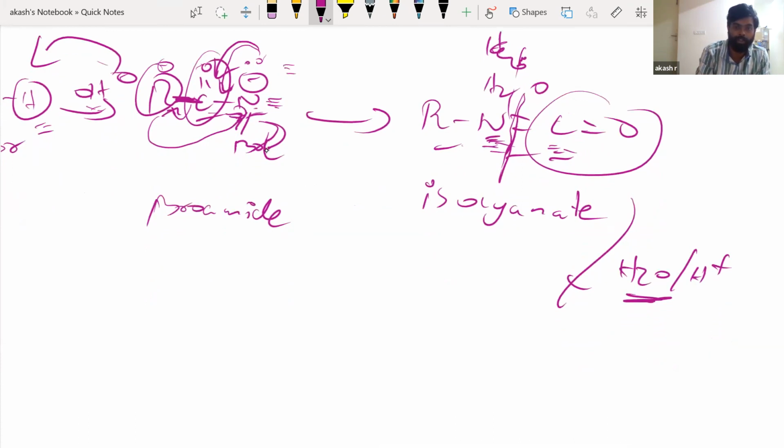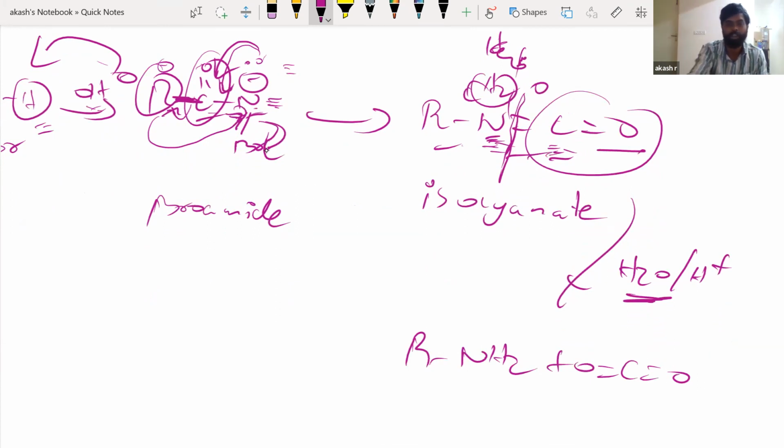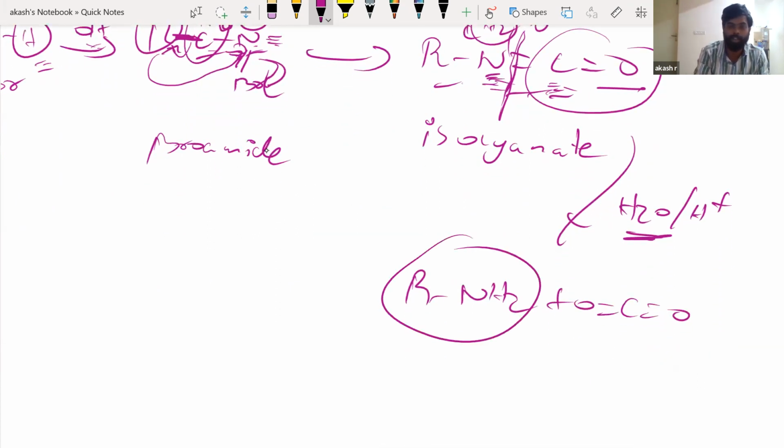So now what will you get? You will get R, N, H2. This H2 goes to the nitrogen atom. And this carbon you see is going to be in the form of carbon dioxide. C double bond to this side, C double bond to this side. Okay. So at last what you end up with is your amine.